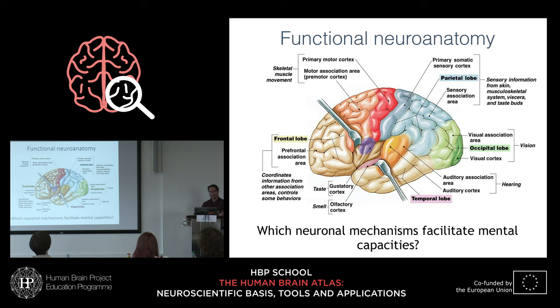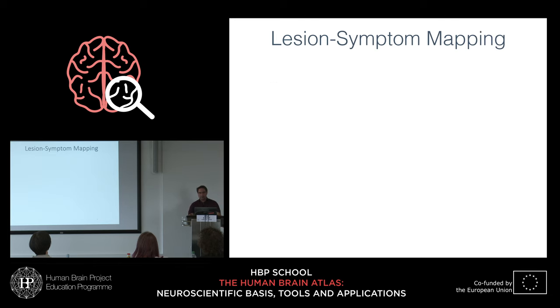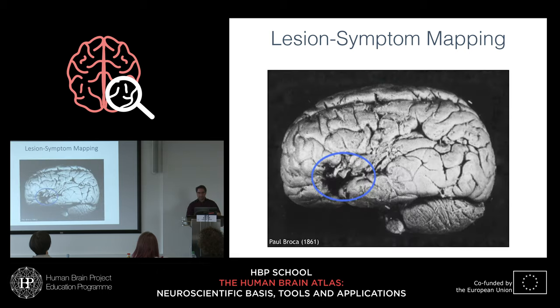Well, there are at least two fundamental roads. And the historically older is lesion-symptom mapping. So you learn something about what a part of the brain is doing by observing a brain that cannot do something anymore. The famous case, obviously, the initial case was Monsieur Tan, who was described by Paul Broca almost 150 years ago now. And the idea has still remained the same up to today.